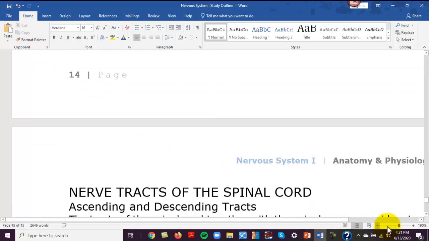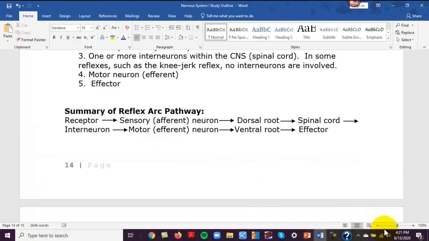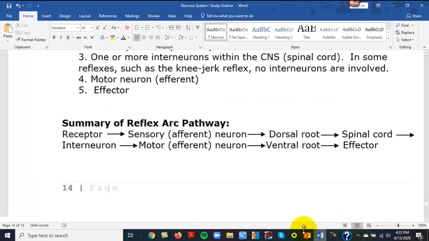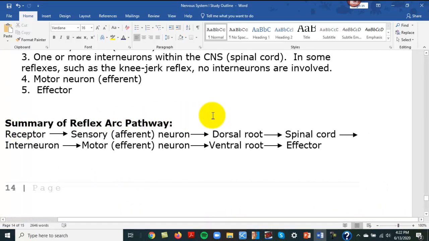Here is a nice thing to study. So when you get ready to take your exam for this, which is a hard exam, there's a nice little summary. So this is from the receptor into the spinal cord, and this is starting about there is leaving the spinal cord. So that whole thing is called a reflex arc.